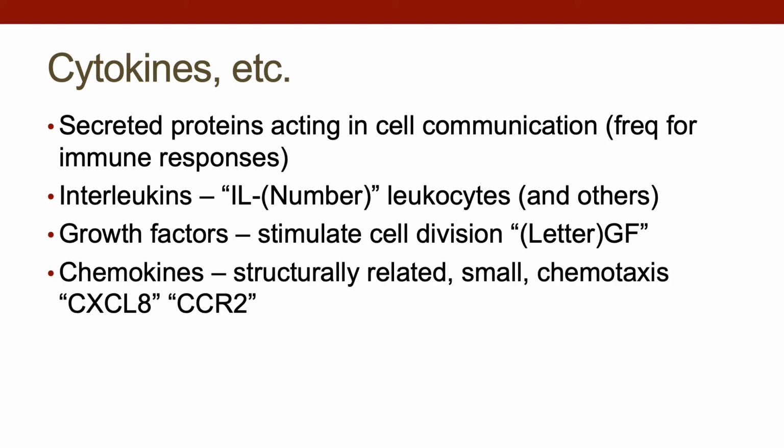Then these chemokines are structurally related, small, and they cause chemotaxis of the leukocytes, and so you might see things like CCR as the receptor and CXCL would be the ligand of a CXC family, but they also sometimes have names like interleukin 8, which is just a historical type of thing.